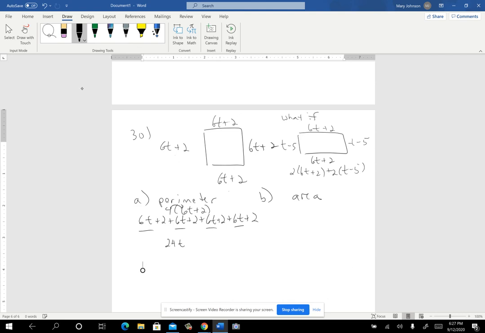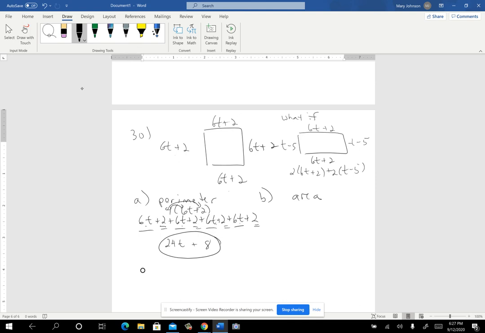And you could have done it by distributing or by adding up the 6 t's. And then when you add up the 2s, see how you get 8. And you'd have gotten the same thing if you had distributed the 4. That's part A, that's the perimeter. Perimeter is still a length, so the exponent's not going to change, it stays t.